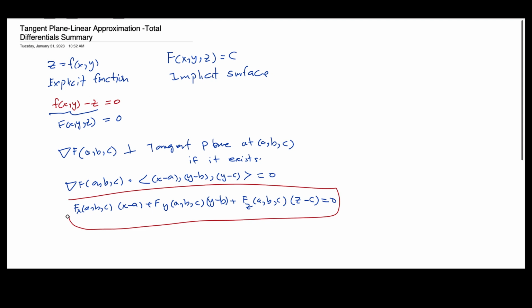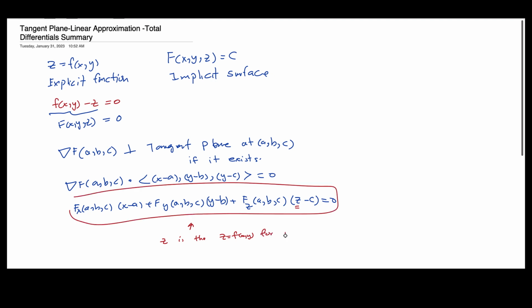The next question is: how do I linearly approximate? Linearly approximate means using the z in this plane to find the z values that are near the point a, b, c. So z here is the z equal to f of x and y, or the z in the implicit function, for points near a and b. This is linear approximation.